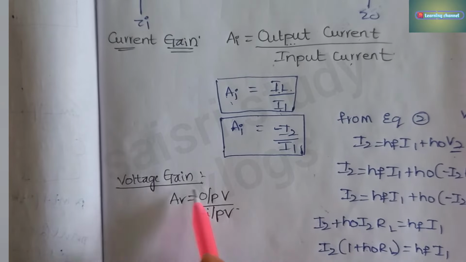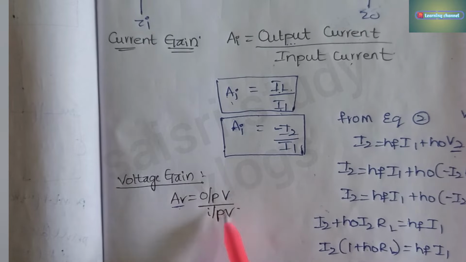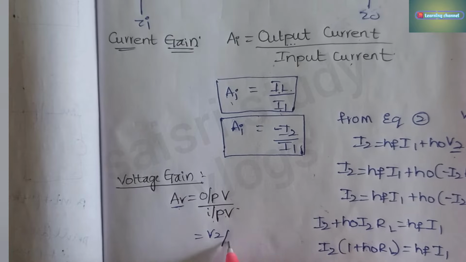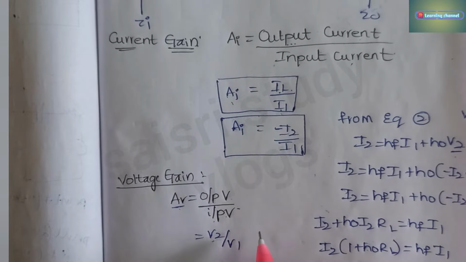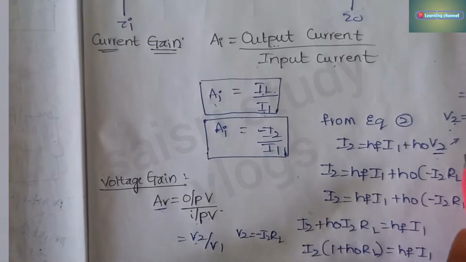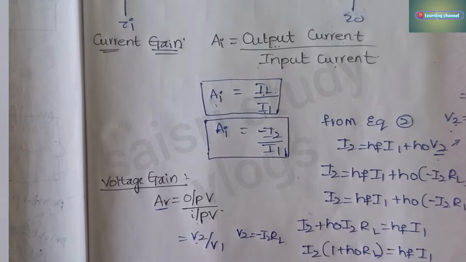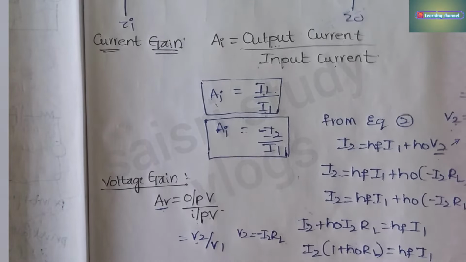The next one is the voltage gain. Voltage gain is represented as AV. AV is equal to output voltage by input voltage. What is the output voltage? V2. And the input voltage is V1. We already know that V2 is equal to minus I2 RL, which we wrote while finding current gain. So AV is equal to minus I2 RL by V1.